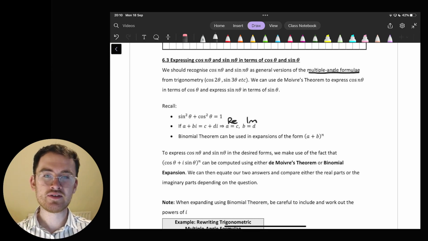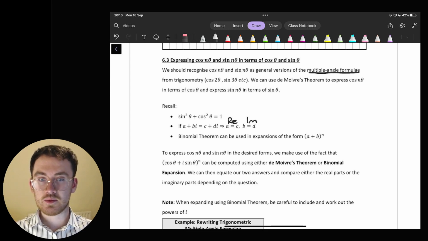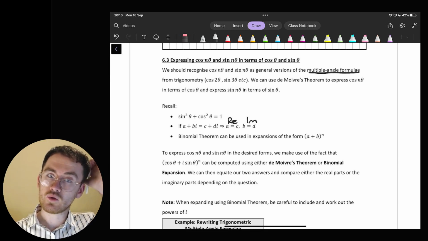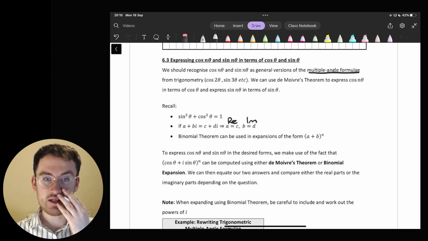And the last part I've said there is that the binomial theorem can be used in expansions of the form a plus b to the power of n. Now, the binomial theorem obviously is from Algebra 1, and this is, I suppose, one example of where it can come up that's not in that algebra section, that's not in that initial section as its own question. So it can come up as part of this kind of question or as part of these identities.